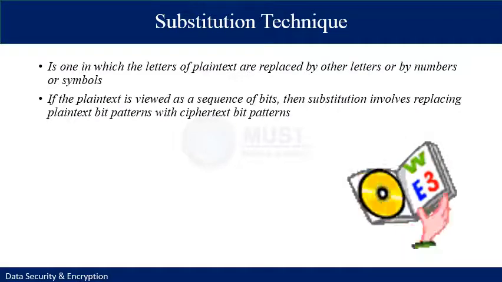The substitution technique is one in which the letters of plain text are replaced with other letters or by numbers or by symbols. So it actually substitutes the information with some other information. So if the plain text is viewed as a sequence of bits, then the substitution involves replacing plain text bit patterns with ciphertext bit patterns.